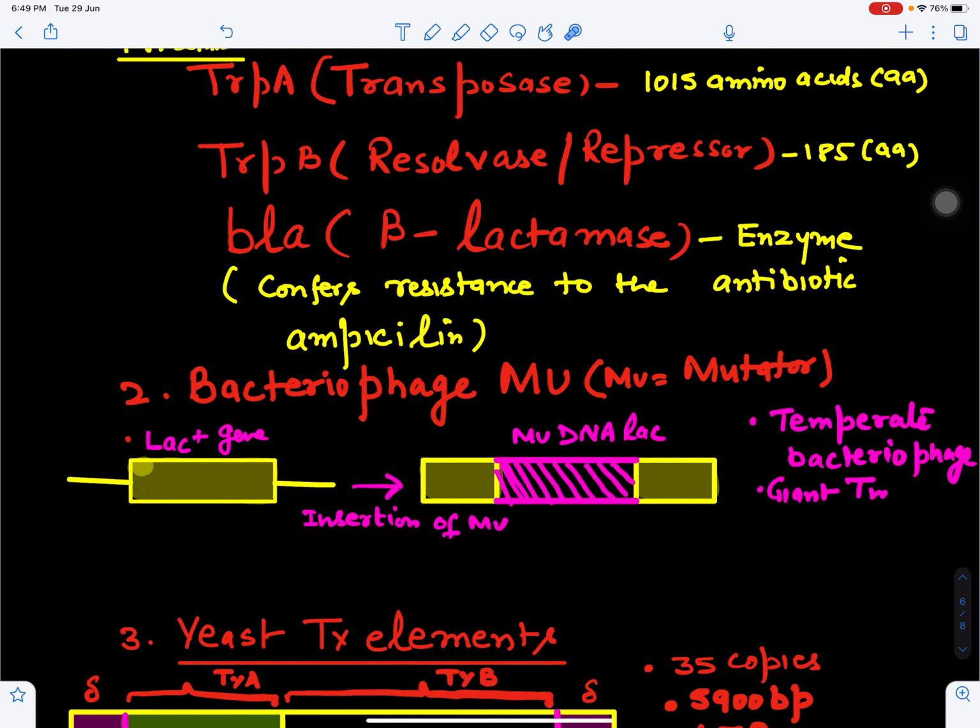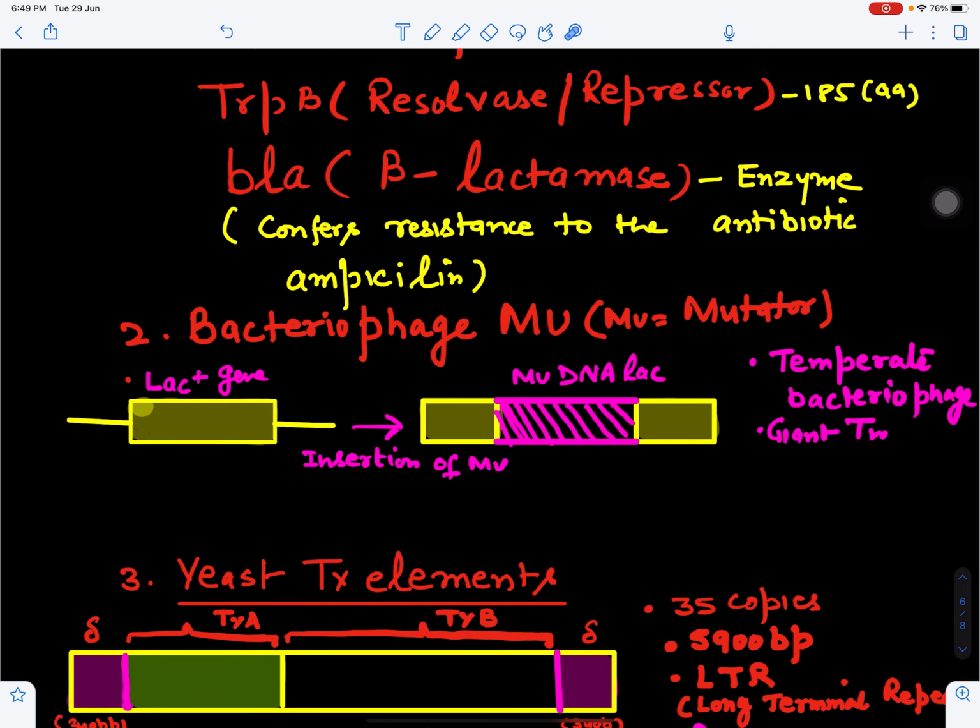Now the second type is bacteriophage Mu. Mu stands for mutator. For this again we are taking the example of the Escherichia coli genome. This is the lac plus gene. Lac means this is helping in utilization of lactose. When we add lactose into the media, the lac plus gene will help in utilization of the lactose. Now what has happened? Into this genome, this sequence has been inserted. Now this sequence is from the bacteriophage.